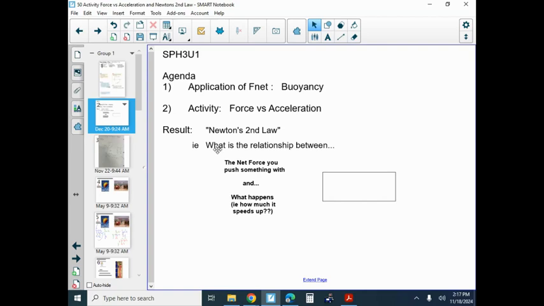Hello, everyone. This lesson, we are going to look at a neat application of net force that we looked at in the previous lesson, and how it explains buoyancy, how things float, why things float. And then we're going to go on to look at the relationship between force and acceleration, which is really what Newton's law is. So we'll end up learning about Newton's law and see how to use it.